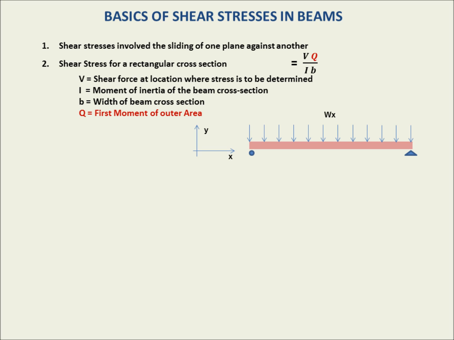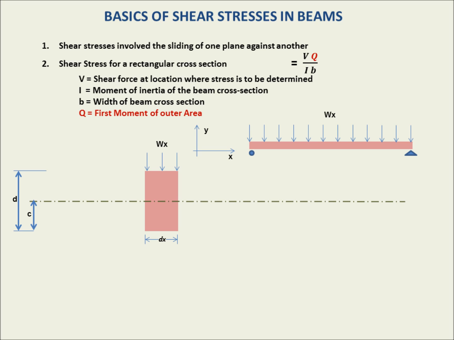It is loaded with a distributed load, a load per length, which we define as Wx, right? And we take a little piece of the length of the beam, dx. So we're not looking at the cross section, we're looking at a piece of length along the x direction, okay? So we have dx, we have Wx on top, and we draw a line through the neutral axis, that's the green line. The depth of the beam is d, and the distance from the neutral axis to the outer fiber is c. So far, so good. We're used to seeing this kind of diagram.